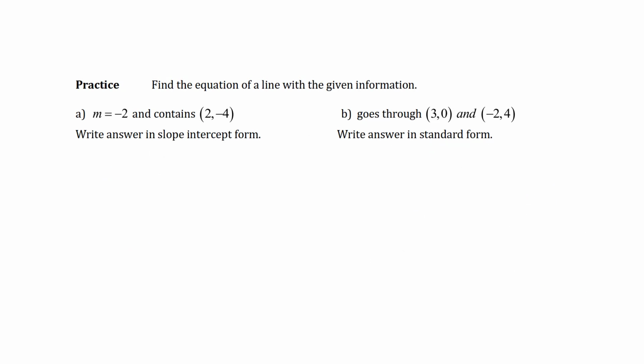Next, we have a practice problem for you to solve. For part A, find the equation of a line that has a slope of negative 2 and contains the point 2, negative 4. Write your answer in slope-intercept form. For part B, find the equation of a line that goes through the points 3, 0 and negative 2, 4. Okay, so go ahead and pause the video, try out these problems, and then check back with the video to see the answer.